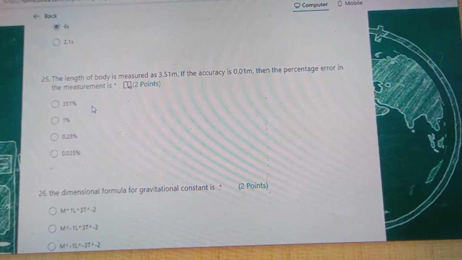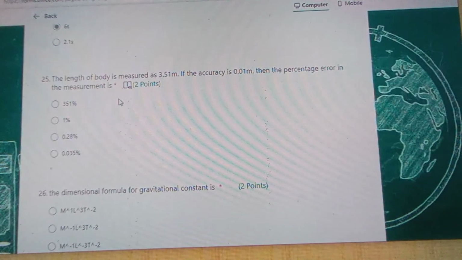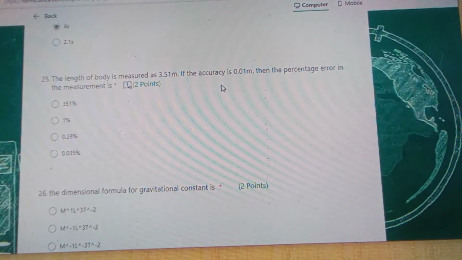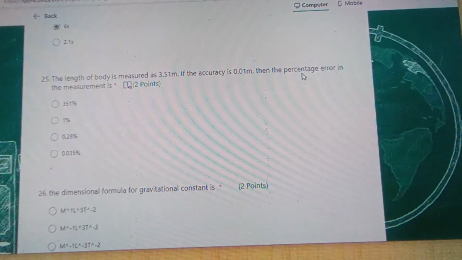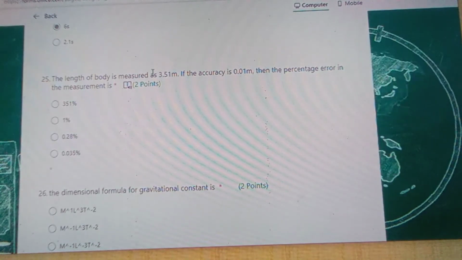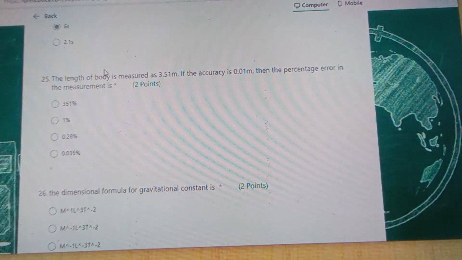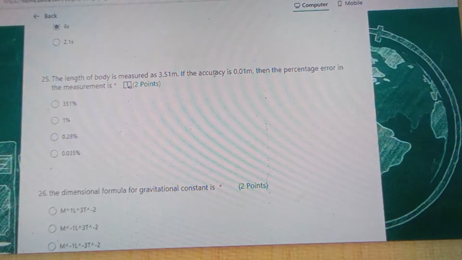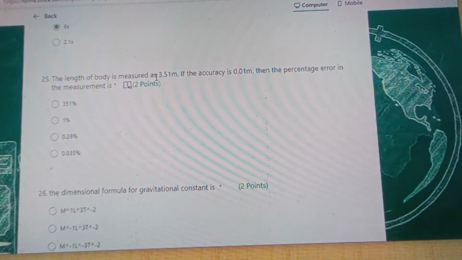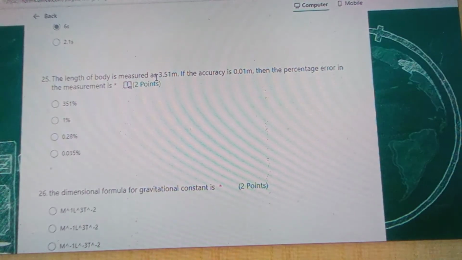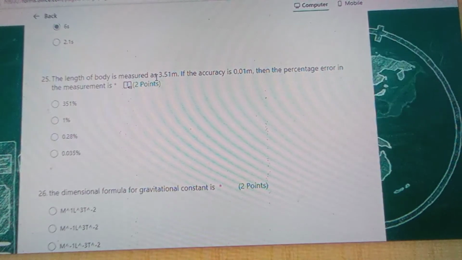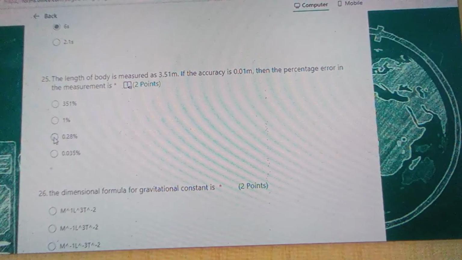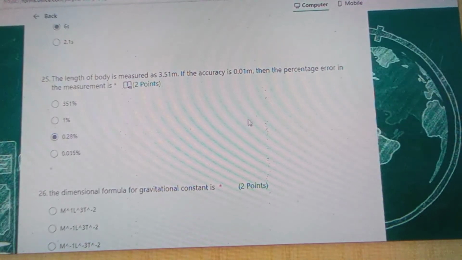Question 25. The length of a body is measured. If the accuracy is given, now what is the percentage error? Okay, you will use this data on the piece of paper and calculate the percentage error. Okay, now you will come and choose from this list.